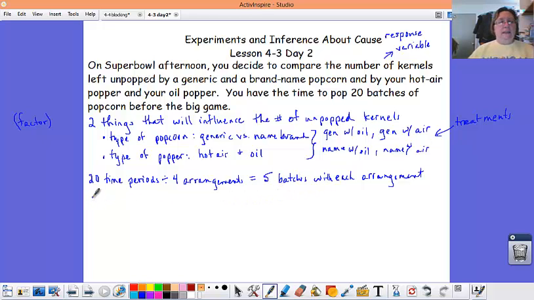Another important factor in any experiment is randomness, and you need to randomize in an experiment so that you can minimize confounding. Okay, so we are going to randomly assign to each time period one of our treatments.